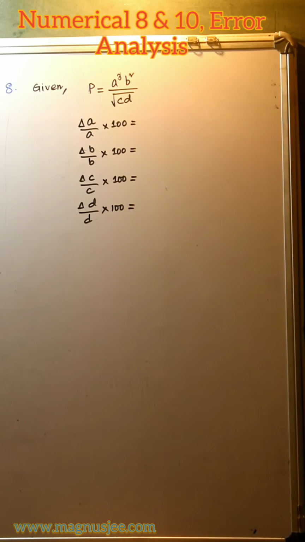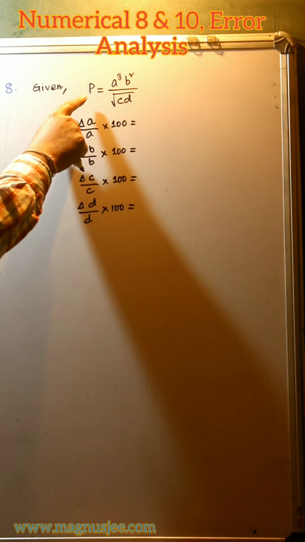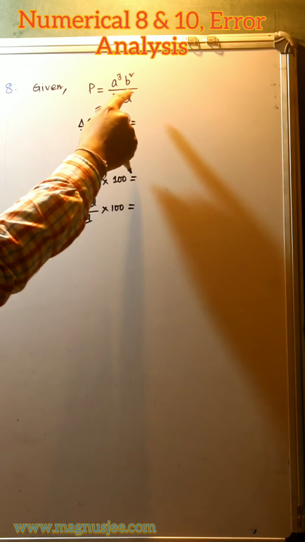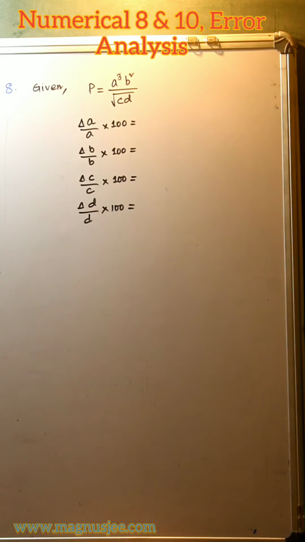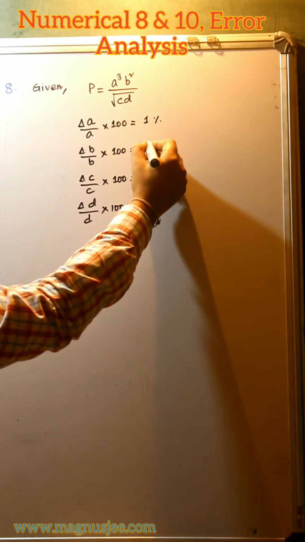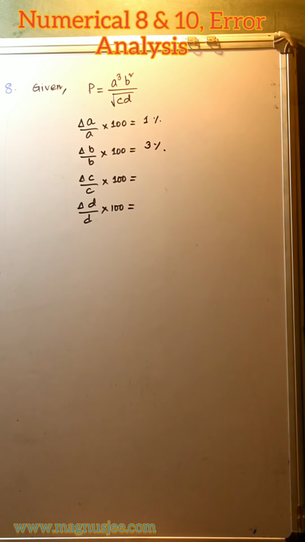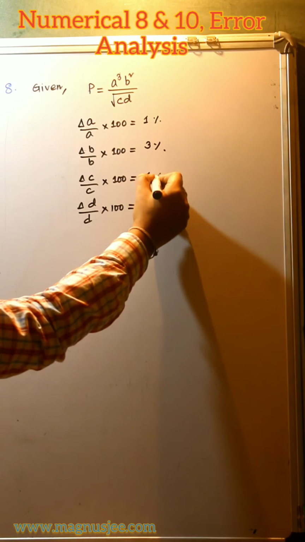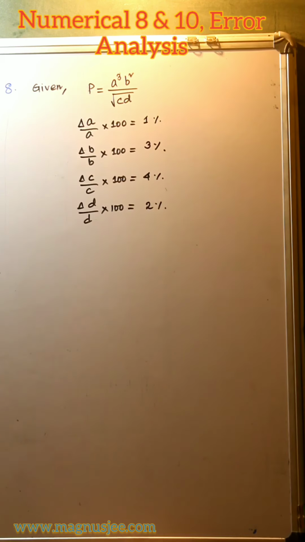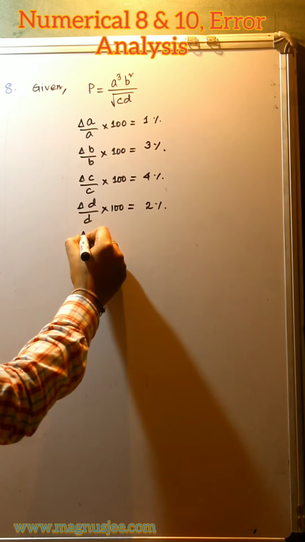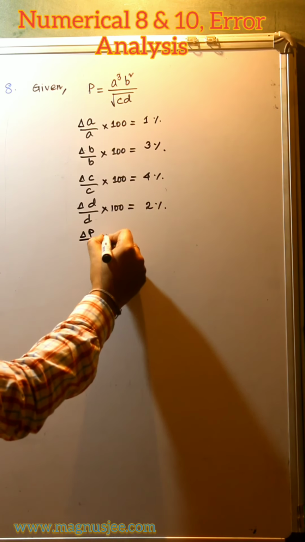Numerical number 8 of the problem set of the chapter error analysis. According to the numerical expression, the physical quantity P is given as A cube B square over root over CD. The percentage errors in the measurement of A, B, C, D are given, which are 1%, 3%, 4% and 2%. And what we have to find is the percentage error in the measurement of the physical quantity P.